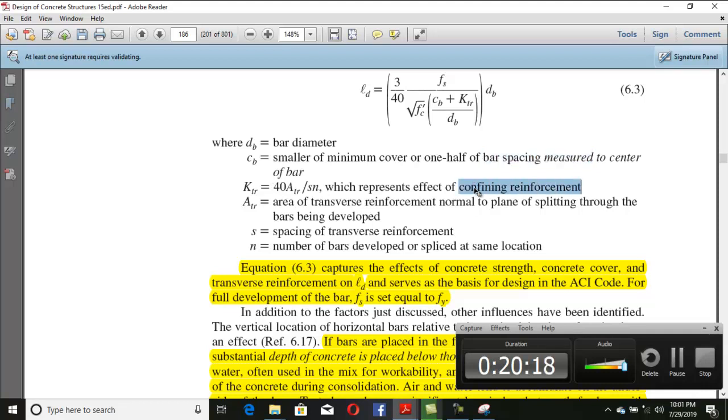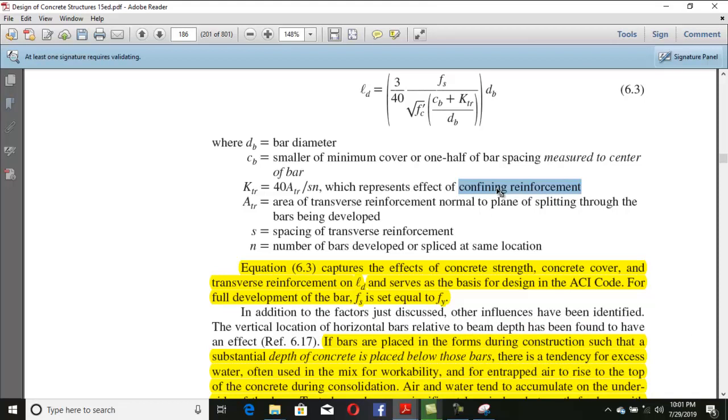I already mentioned that as the confining reinforcement increases, the development length decreases. Once you increase this confining reinforcement, your development length will decrease, because there is an inverse relationship. ATR is the area of transverse reinforcement.